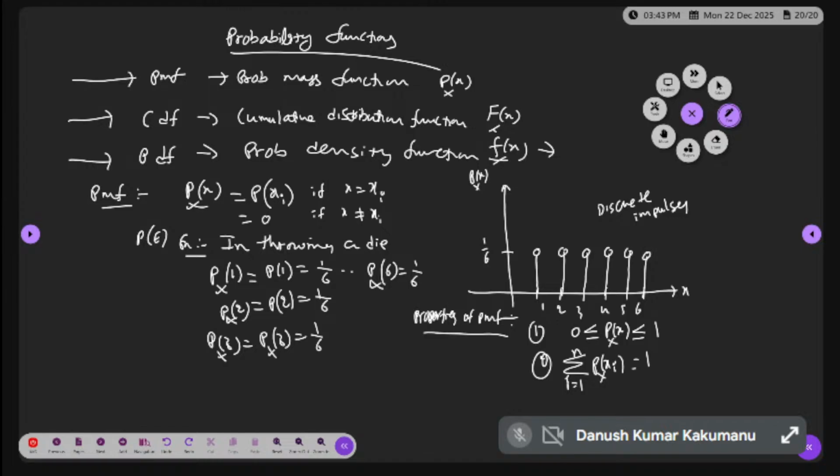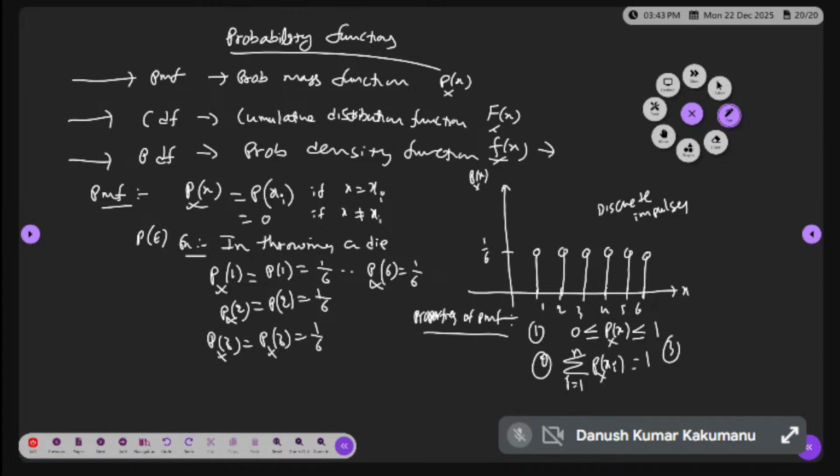PMF is nothing but a probability. So the probability limit is 0 to 1. If you add all PMF values in an experiment, it is 1. What is the nature of the PMF? Discrete or continuous? How many sample points do we have? 6. Discrete. Write down, third property.